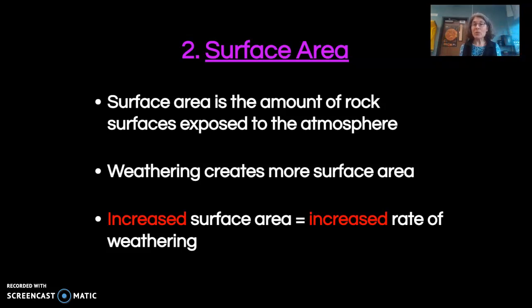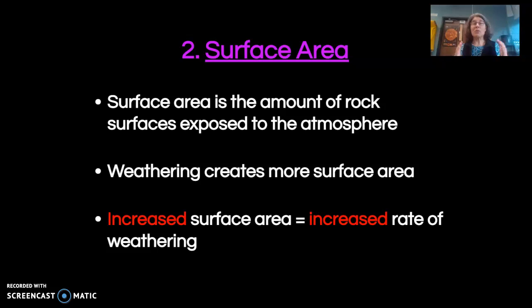The second factor that will influence how quickly something will weather is surface area. So you can think about the amount of rock surface that's actually exposed. And weathering creates more surface area. And this is actually kind of a positive feedback loop. Weathering creates more surface area, and the more surface area there is, the faster the weathering occurs.